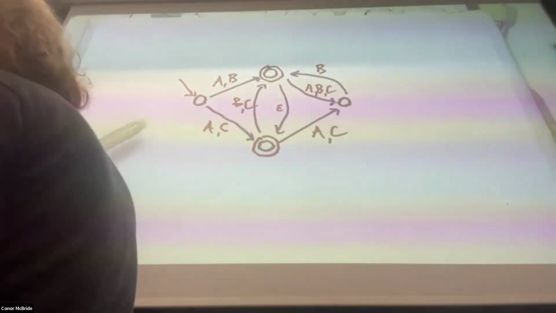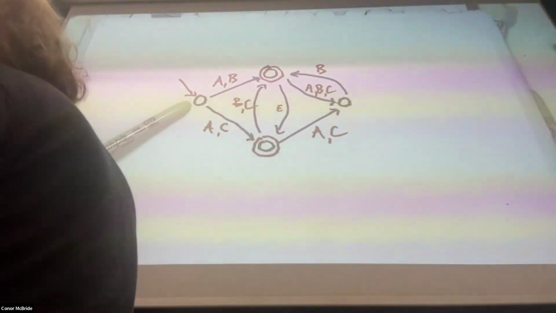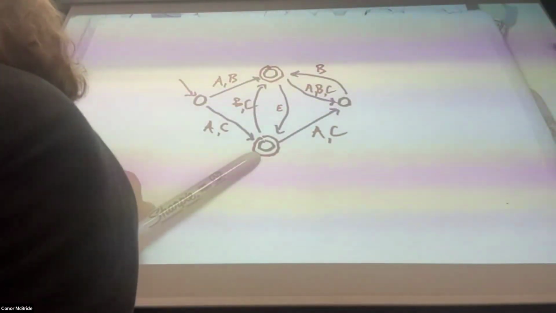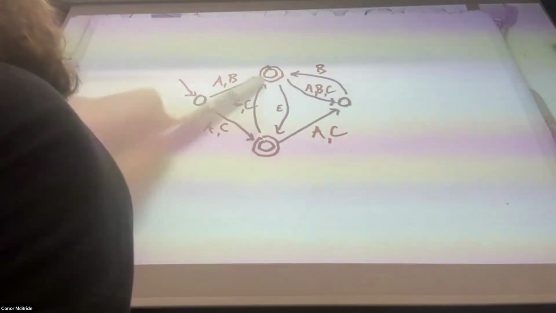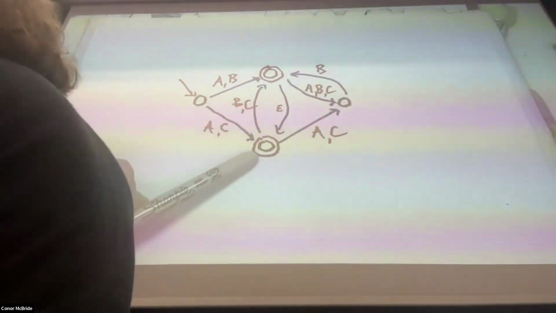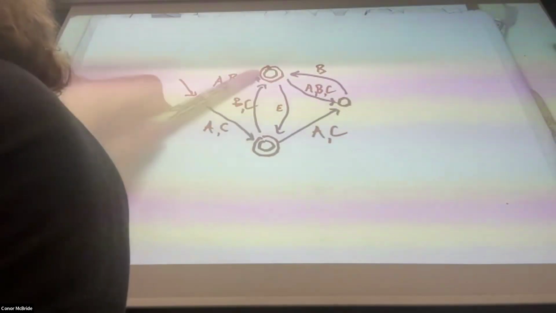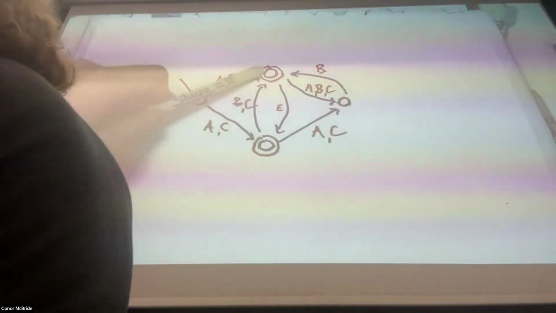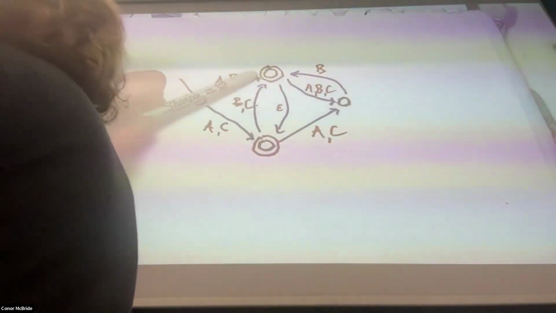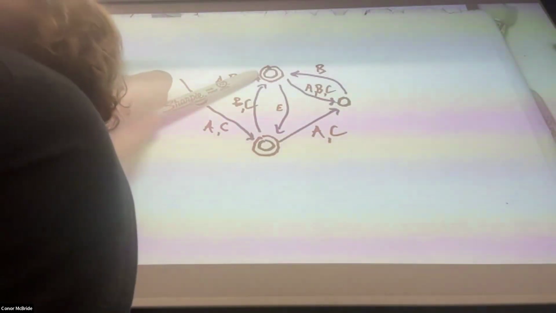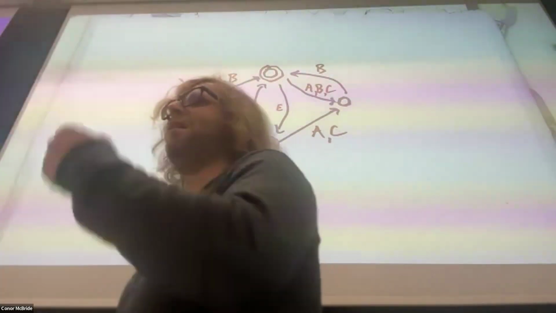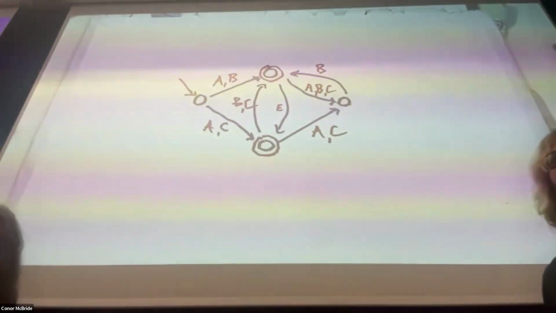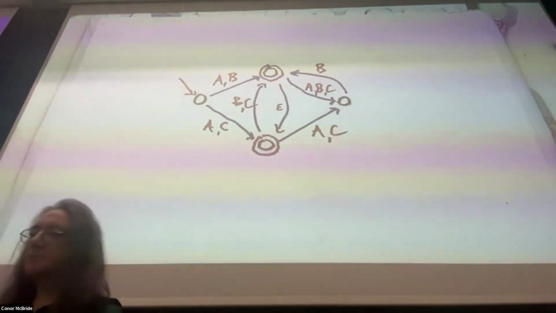So, for example, if it takes CC, then for the first C we have no choice. We have to move to this state. But then there are two ways to move with the C. We could either go this way or we could go that way. But because it's possible to go into an accepting state, this machine is going to accept CC. We only need one good path. We don't need all the paths to be good.